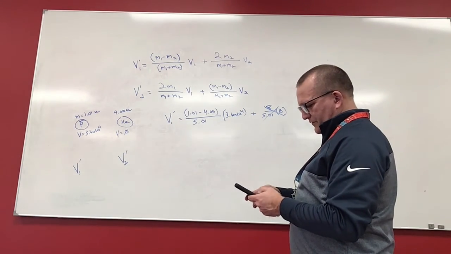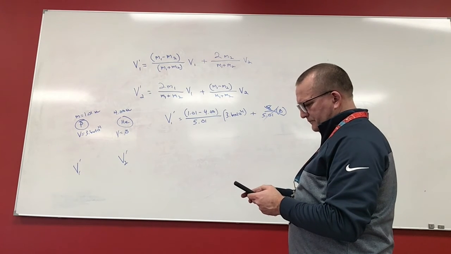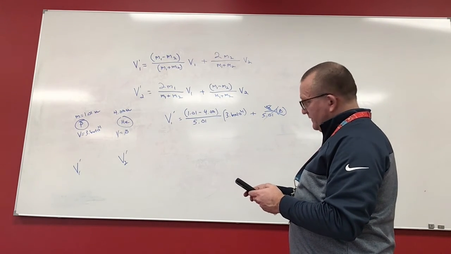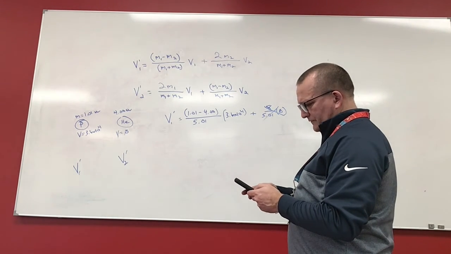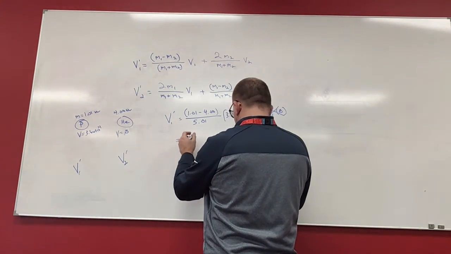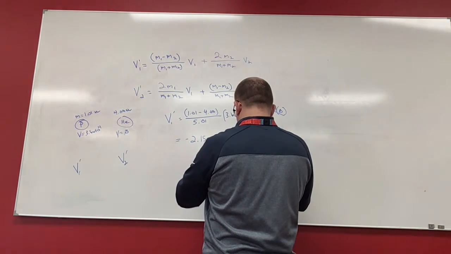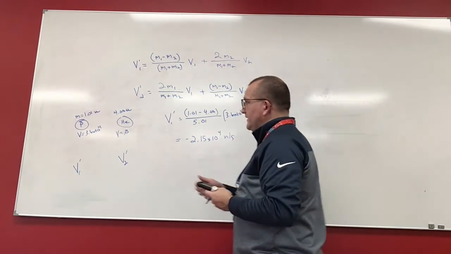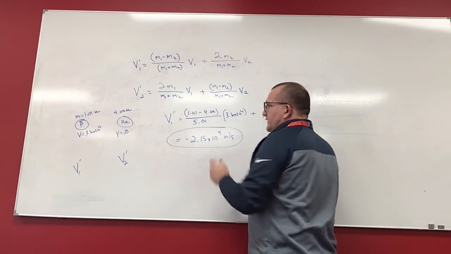So I calculate: I go 1.01 minus 4, and I divide that by 5.01, and then I multiply that by 3.6 E4, and I get, in scientific notation, negative 2.15 times 10 to the 4th meters per second. So for the proton, negative velocity just means it bounces backwards. So I know the velocity of my proton. Okay, so that's the final velocity of my proton.